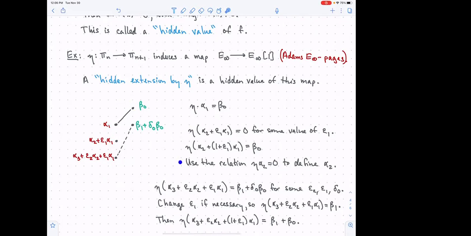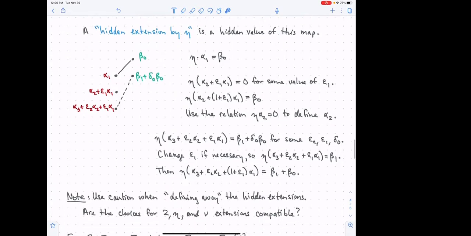Okay, so one thing that you do in practice in a situation like this is that you'll use this relation eta alpha 2 equals 0 to define alpha 2. Remember, for alpha 2, there are sort of 2 elements that you could choose here. But only one of those 2 elements actually is killed by eta, and that could be a definition of alpha 2. And that's something that we often do in practice. Then you have to keep track of those definitions.